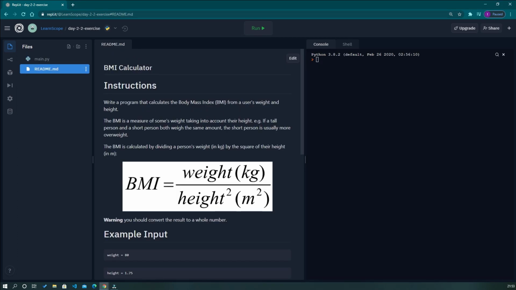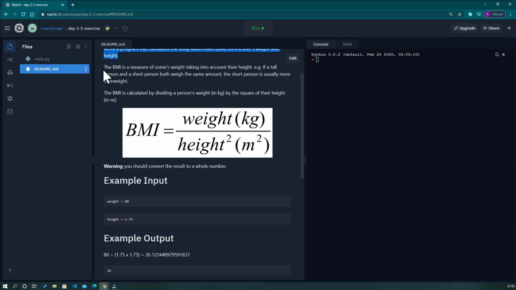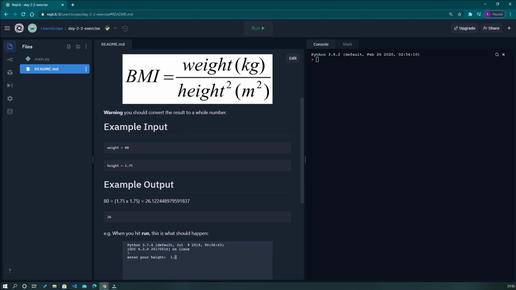All right, let's move on to exercise 2.2. For this exercise, we need to write a program that calculates the body mass index from a user's weight and height. So essentially, we're just creating a body mass index calculator. Some theory on what BMI is. The BMI is calculated by dividing a person's weight in kilograms by the square of their height in meters, as the formula illustrates here. And warning, you should convert the result to a whole number.